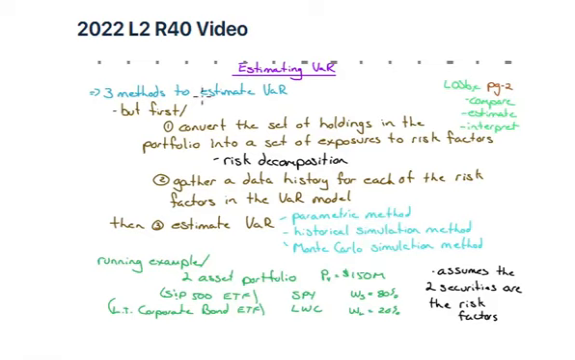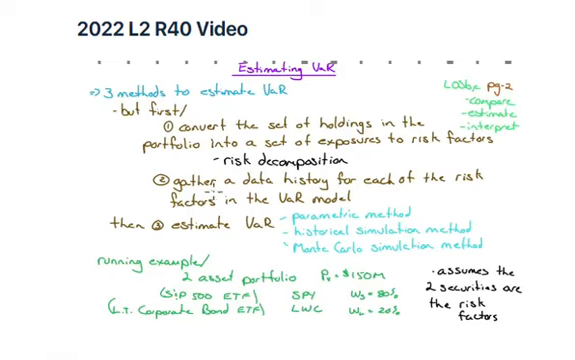But first, number 1, convert the set of holdings in the portfolio into a set of exposures to risk factors. Well, that's what we did in the last reading with multi-factor models: we determined what risk exposures we had in our portfolio. We could pick whatever multi-factor model we want. So that's the first thing we do, a risk decomposition.